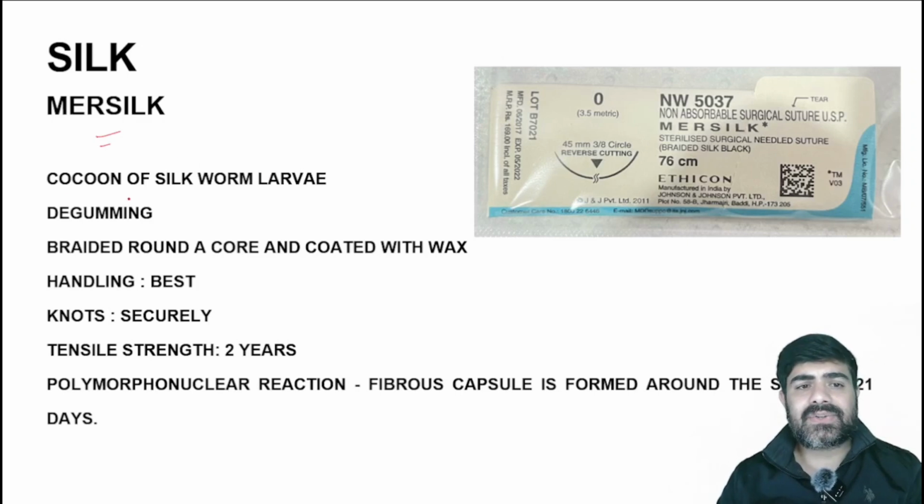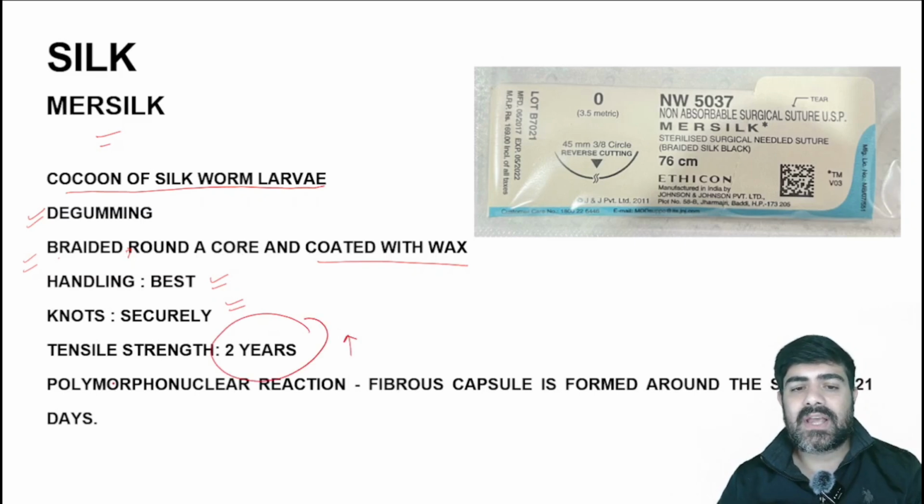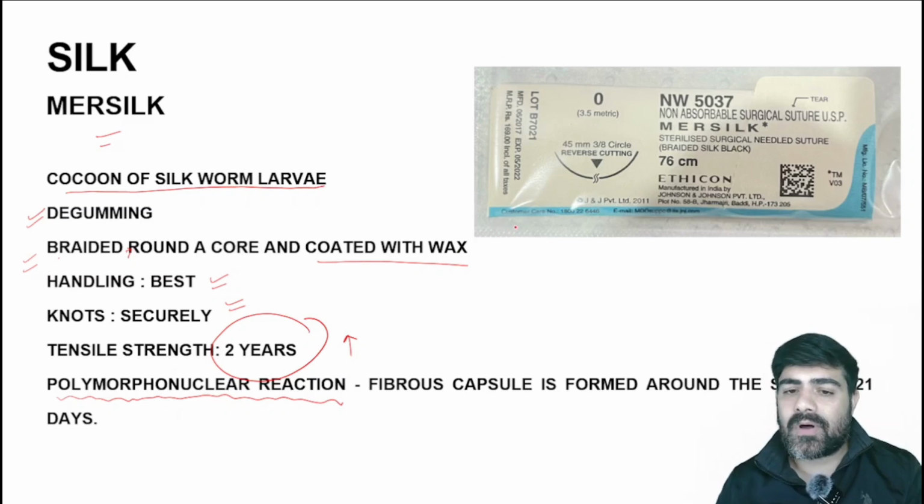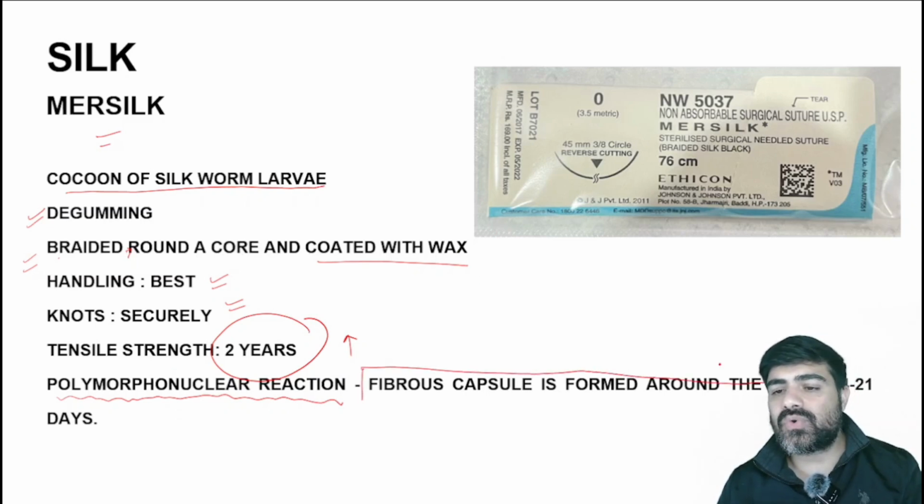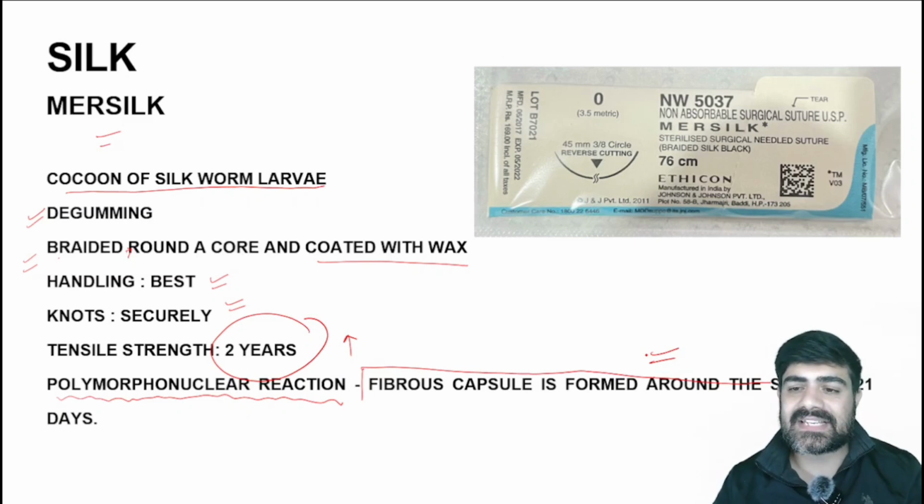So silk is derived from the cocoon of the silkworm larva. Then it is prepared by degumming. It is braided around a core and coated with wax. Handling is best here. Knots are securely tied. Tensile strength is 2 years. And there occurs a polymorphonuclear reaction, and due to this reaction, a fibrous capsule is formed around the silk in 14 to 21 days. In 2 to 3 weeks, a fibrous capsule is formed around the silk.